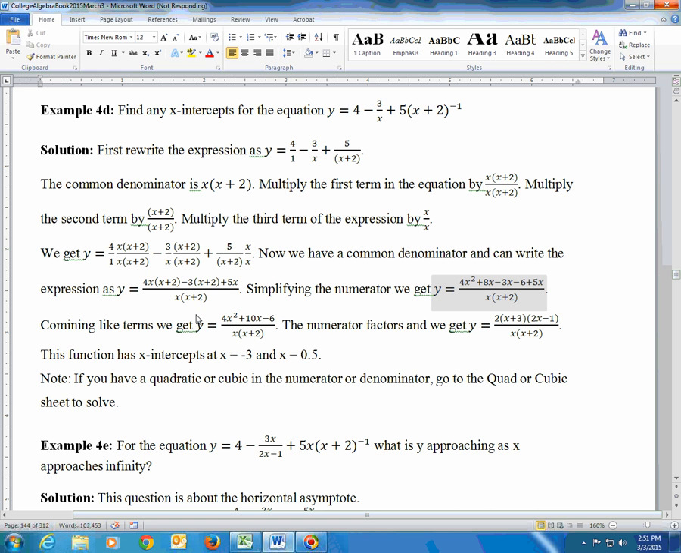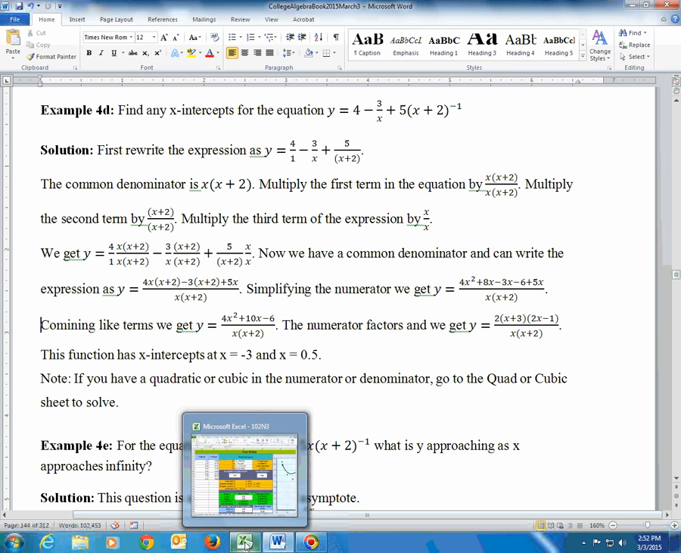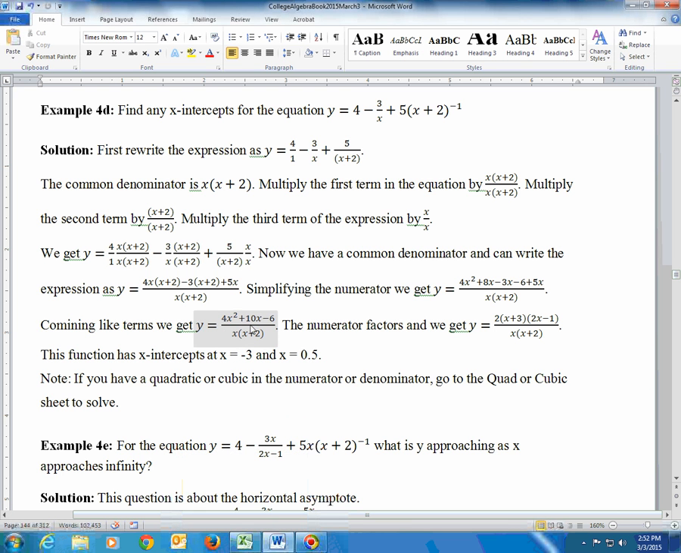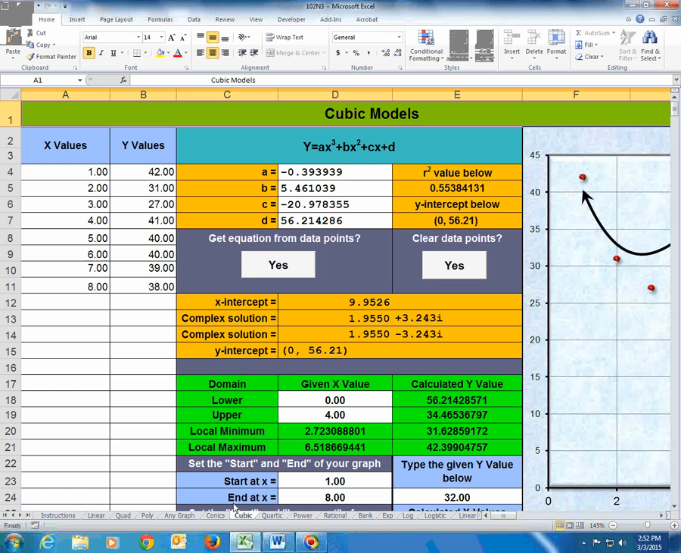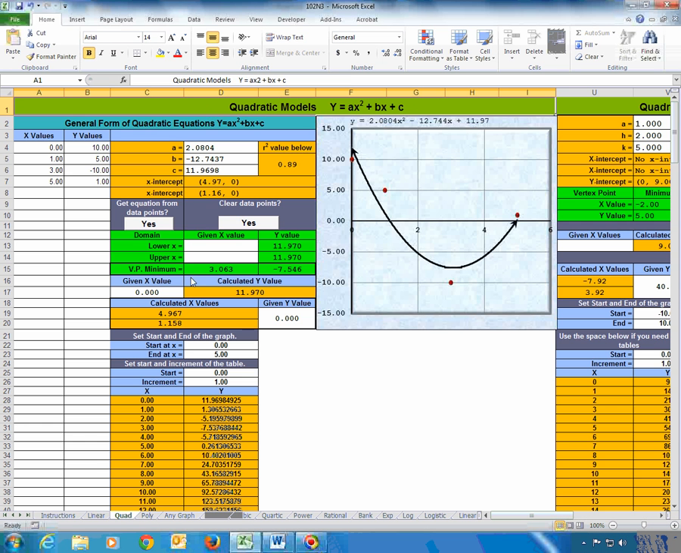Now where do we find x-intercepts? Well, we get the x-intercepts by setting the numerator equal to 0. This is the numerator right here, so we set that equal to 0. If you set that equal to 0 and solve it, it's a quadratic. You could actually solve it on the quadratic sheet. Let me put in the coefficients in the quadratic sheet of 4, 10, and -6. So let me go to the quadratic sheet.